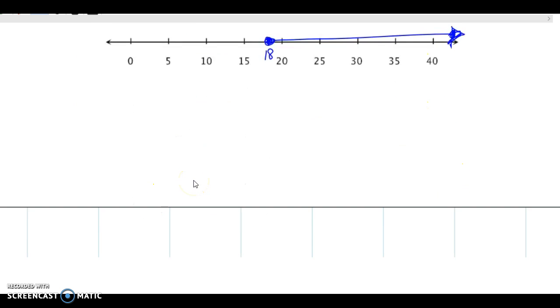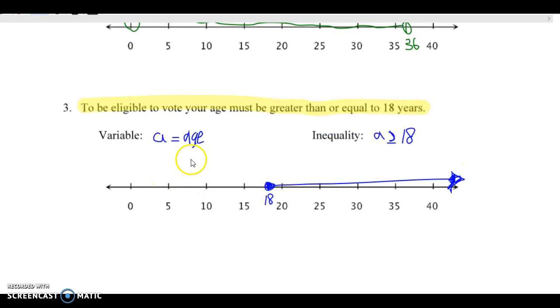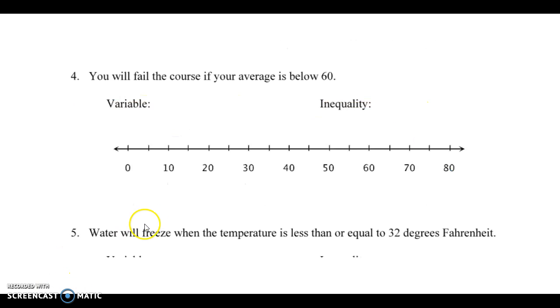Alrighty. I think that's it for this page. Let's take a look at the next page. So on page 5, we have 4 more examples. I want you to read those examples, define the variable, write an inequality statement, and then graph that. Okay? So take a minute or two to do that, and then come back to this video to check your answers.